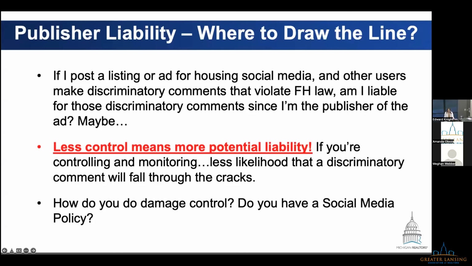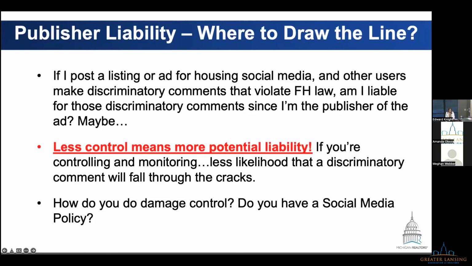So for that reason, brokerages are very much encouraged to look at their internal policies and look at how they're using social media and ask, do we have a damage control policy? What do we do if someone posts a discriminatory comment to our page or to something that we post? Do we have a takedown policy? Who's responsible for initiating the takedown? Do we have a social media policy in place? Those are all questions that need to be asked. And if there isn't some kind of procedure in place, then it might be time to start looking at that.